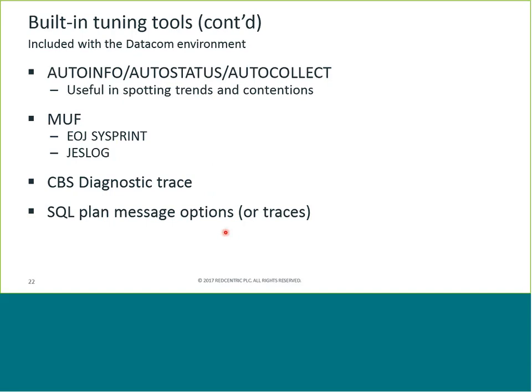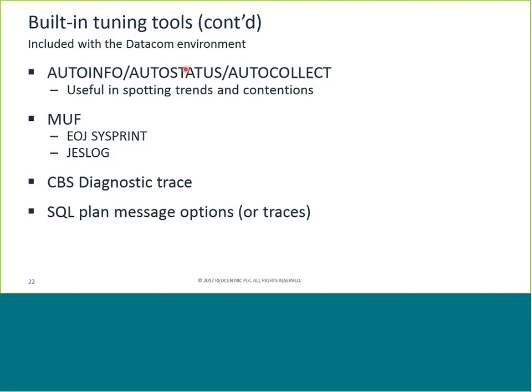Auto info, auto status, auto collect. These are more DBA tools really, but again they can be used by development teams. If you have a standalone MUF for doing UAT testing, for example, then you can use that to monitor the overall performance of the environment. So again, you can spot where there are contentions.